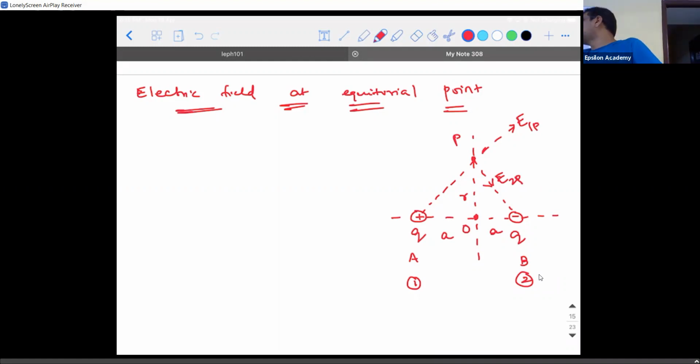Apply right angled triangles, apply Pythagoras theorem and tell me what is AP. It is square root of R square plus A square. Correct? So both will be square root of R square plus A square.